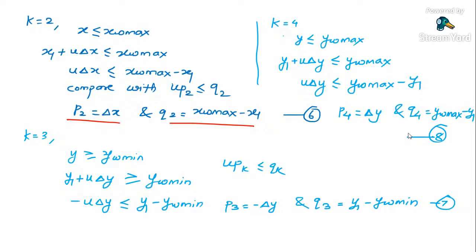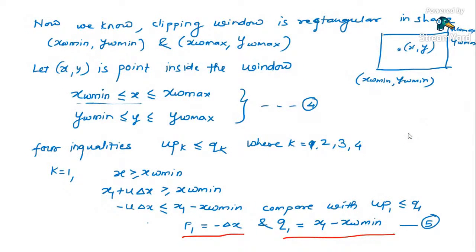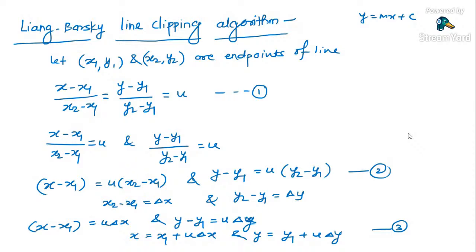And now what is the use of this p1, p2, p3, p4? That is explained in the algorithm. First of all, we have started deriving the Liang-Barsky equations from this line with the endpoints x1, y1 and x2, y2. Suppose x comma y is any point on the line, then the equation of line will be written as x minus x1 divided by x2 minus x1 is equal to y minus y1 upon y2 minus y1 is equal to u.